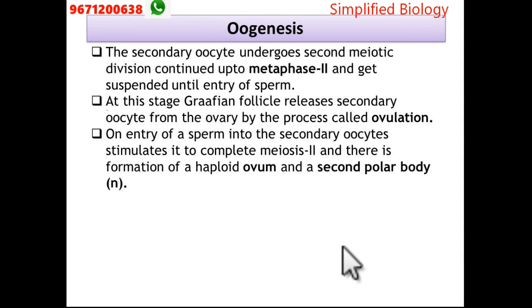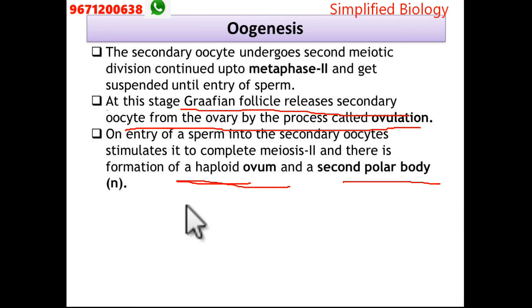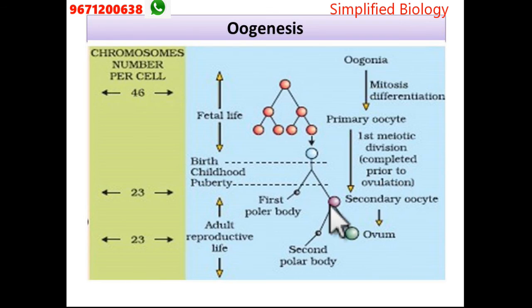Clear? Okay. Then the secondary oocyte undergoes meiotic division to form the secondary polar body. At this stage, the Graafian follicle releases the secondary oocyte, a process named ovulation. Clear beta? And it forms the haploid ovum and the secondary polar body. So this is the diagram.